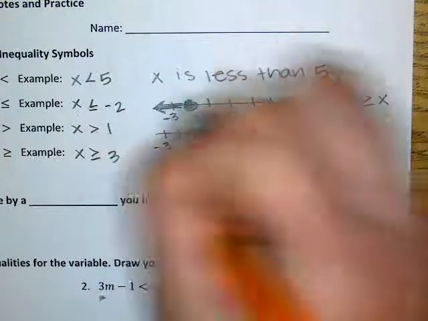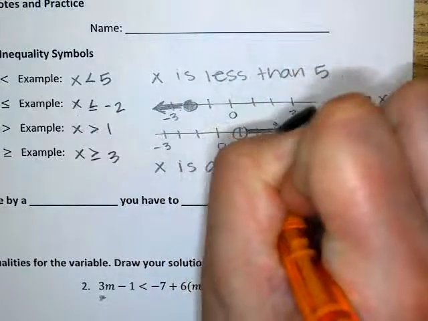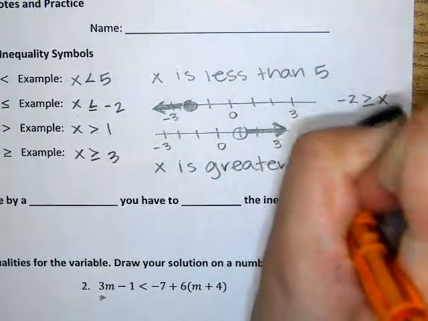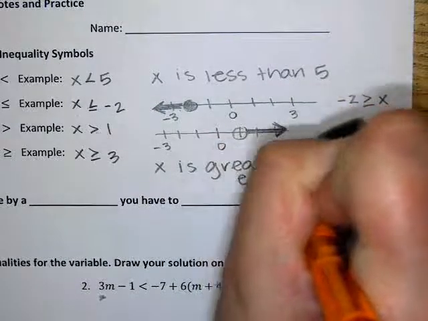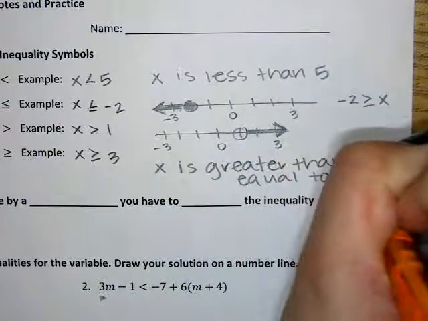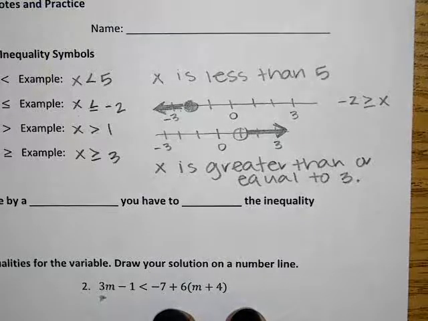Okay, greater than or equal to, we'll say x is greater than or equal to 3, and if we write this, x is greater than or equal to 3.